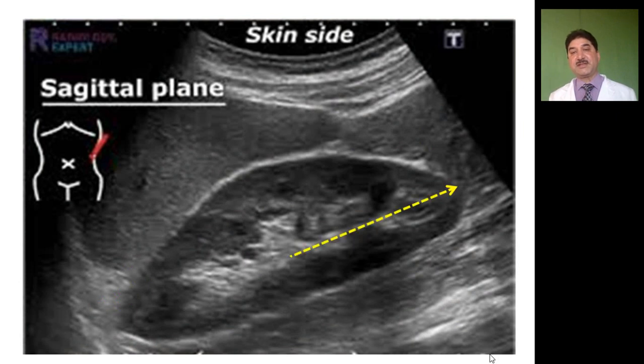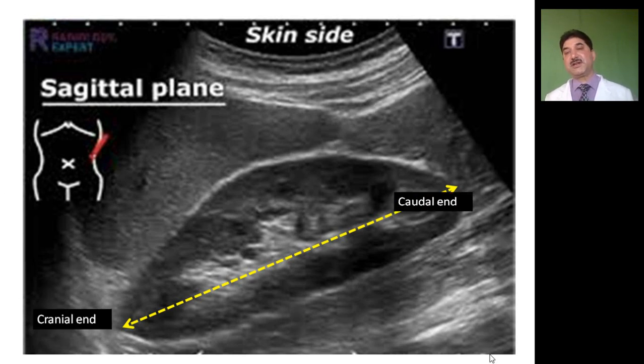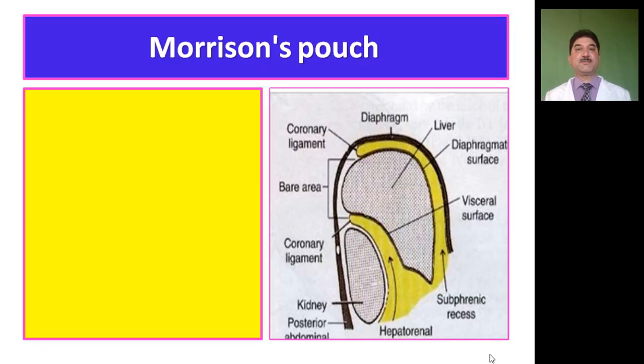Now in this section we can see the hepatorenal pouch appears as glistening at the interface between the right lobe of the liver and anterior surface of the right kidney. We can take the measurement of this kidney in longitudinal as well as in transverse direction. Cranial end of the kidney lies laterally and caudal end of the kidney lies medially, and the length of the kidney is 12 centimeters. Now what is Morrison's pouch?